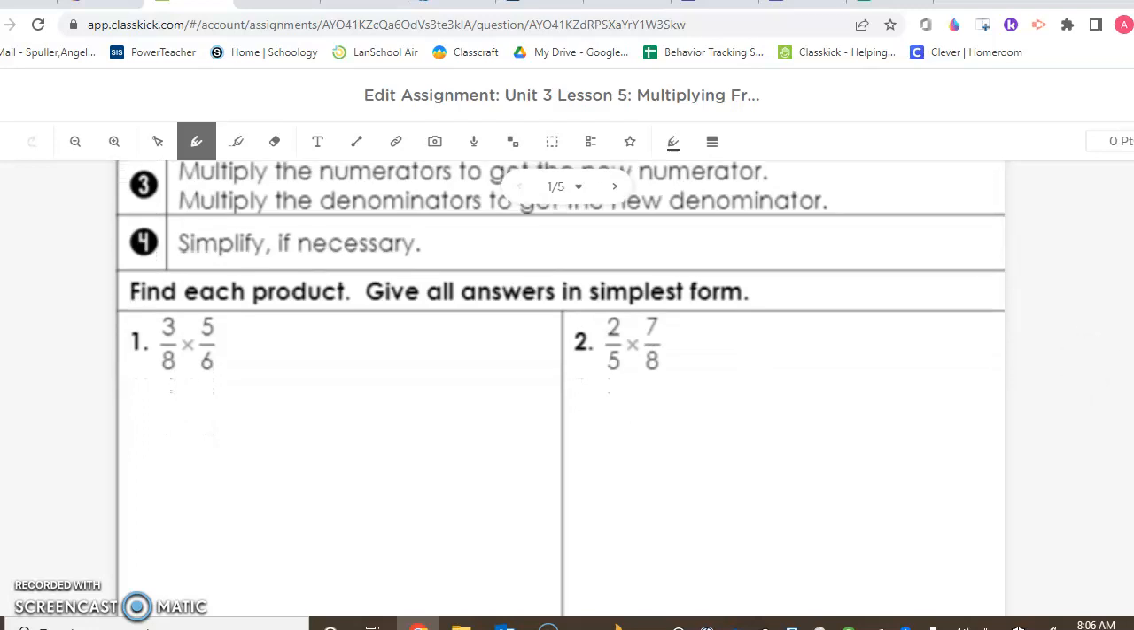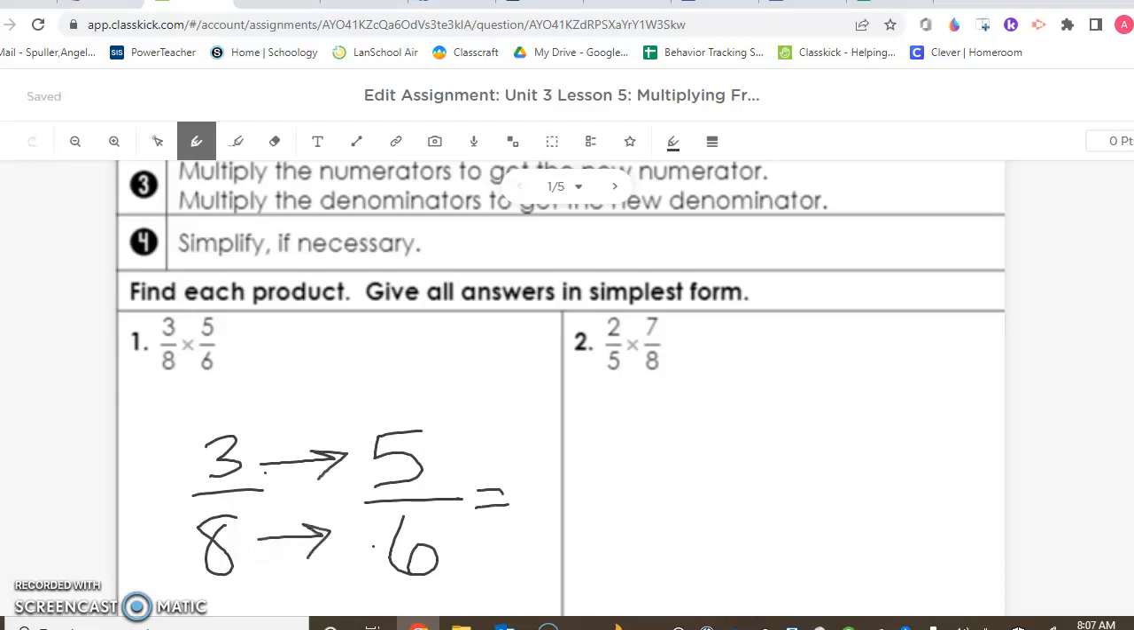Okay? First and foremost, I'm going to do 3/8 times 5/6. Now, these aren't mixed numbers, so all we have to do is multiply across. So 3 times 5 is 15. 8 times 6 is 48. There we go. Now, we can simplify this, but right now, I don't even care about simplest form. I just want to know that you know how to multiply this.